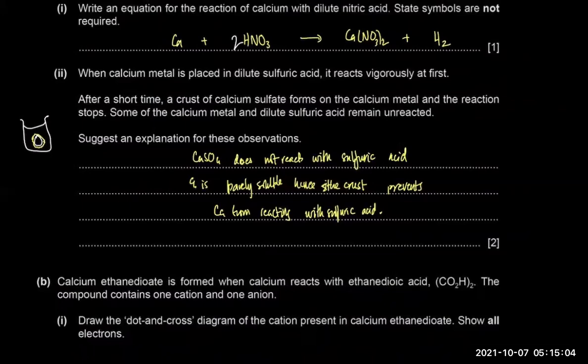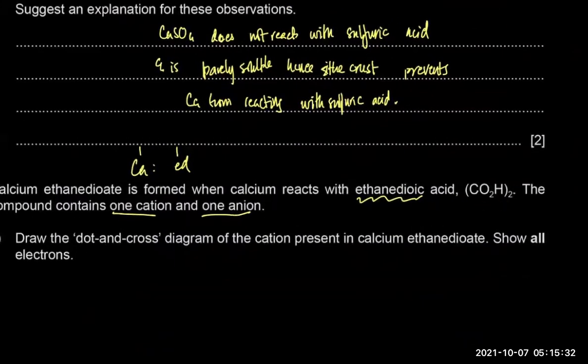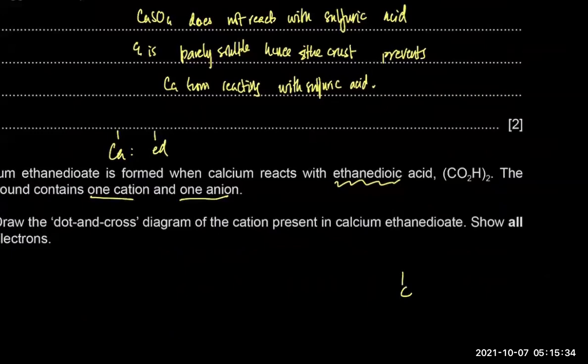Calcium ethane dioate is formed when calcium reacts with ethane dioic acid. The compound contains one cation and one anion. So they're saying the calcium to ethane dioate is a 1:1 ratio. Why? Because they've given that in the question. So that means that if calcium has a 2+ charge, then what charge will ethane dioate have? 2-. That means ethane dioate, whose formula is given as CO2H twice, is actually this.